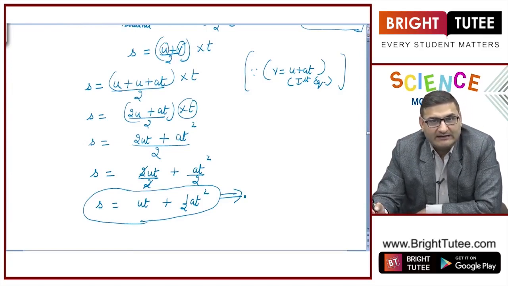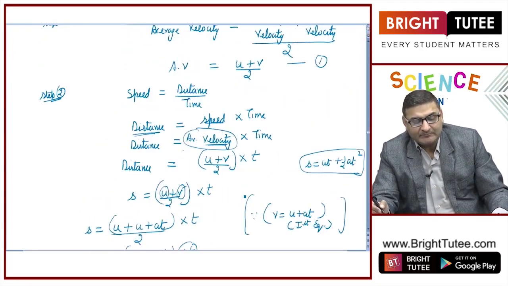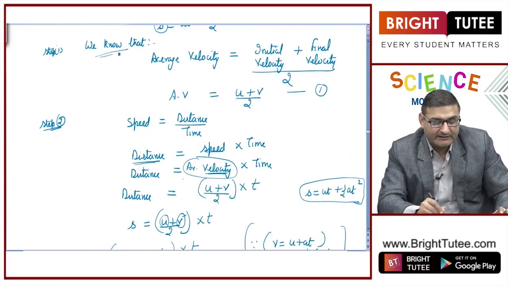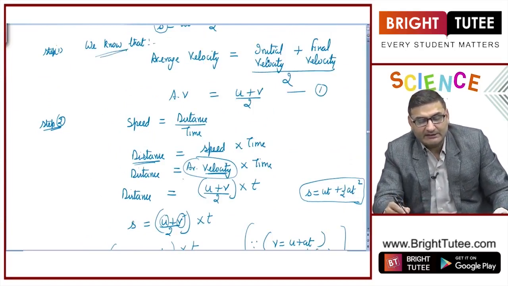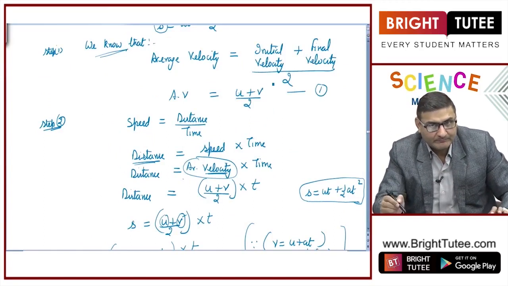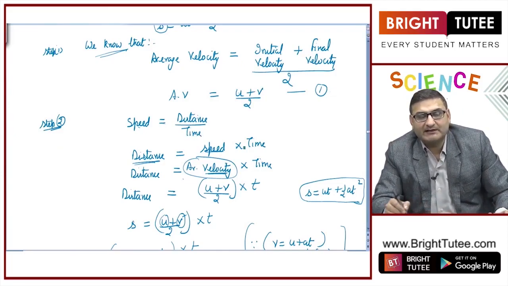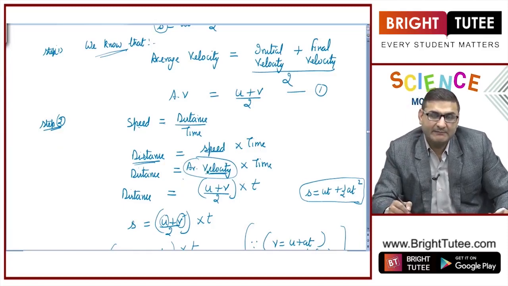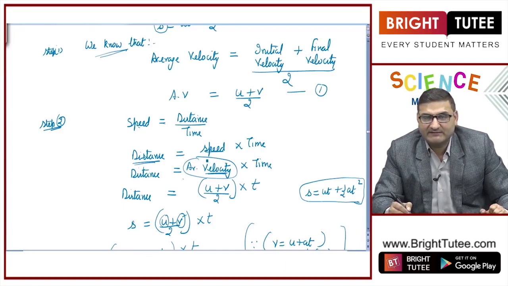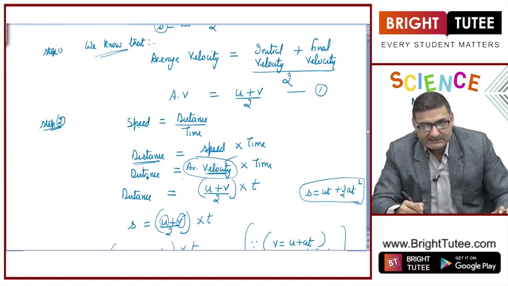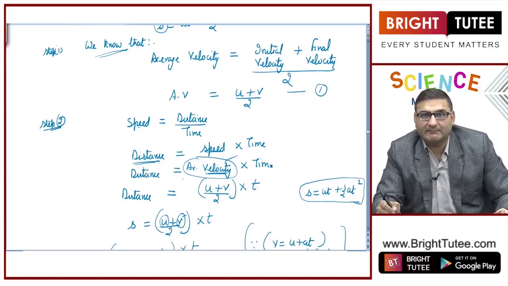Clear students? So, for deriving the second equation of motion, we need to recall what we have done. Just 4 steps, 4 things we need to do. Firstly, we start with average velocity, which is equal to initial velocity plus final velocity divided by 2. Keep this as equation number 1. The second step is speed is equal to distance upon time. So, distance is equal to speed into time, and speed and velocity are same, and since initial and final velocity are not specified separately, I will take it to be average velocity. That is the main step. Now, distance is expressed as average velocity multiplied by time.